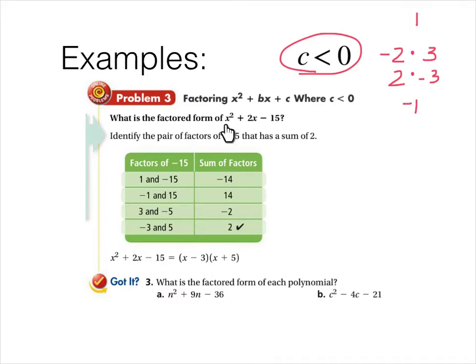So x squared plus 2x minus 15. So factors of -15 that add up to 2. And we've done it systematically here in the book. So 1 and -15, -14. -1 and 15. Now look, again, it's pretty silly to focus on these pairs of factors very long because we know that in this case, we have to have numbers that are pretty close together.